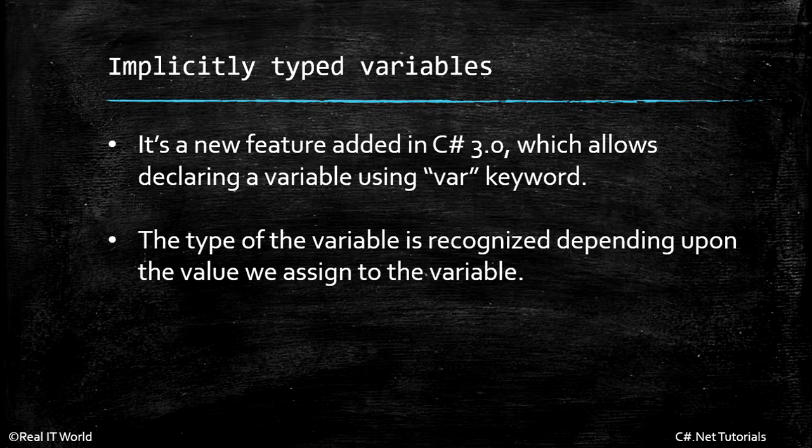So till now we are creating a variable with a known type. Suppose if you want to declare a variable of type integer, you will say int, then the name of your variable, then equal to an integer value. So you know that you are going to assign an integer value, so you declare the integer data type. If you know that you are going to assign a string value, you need to declare the string type.